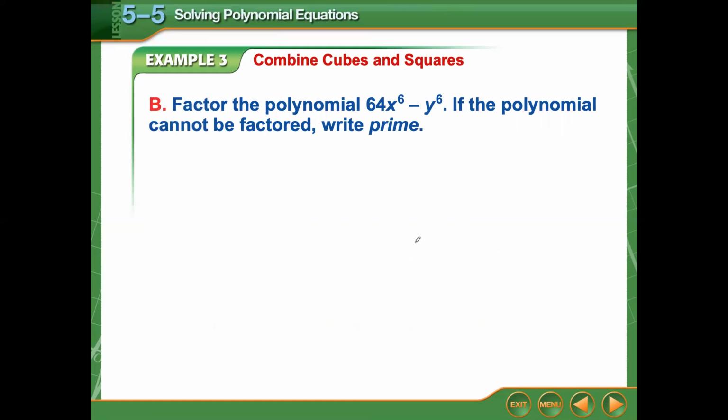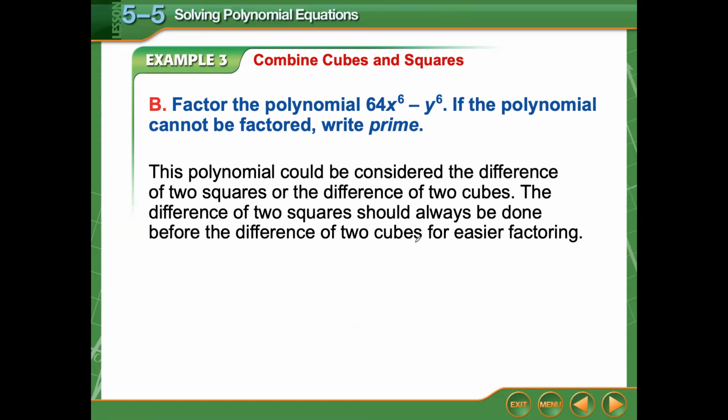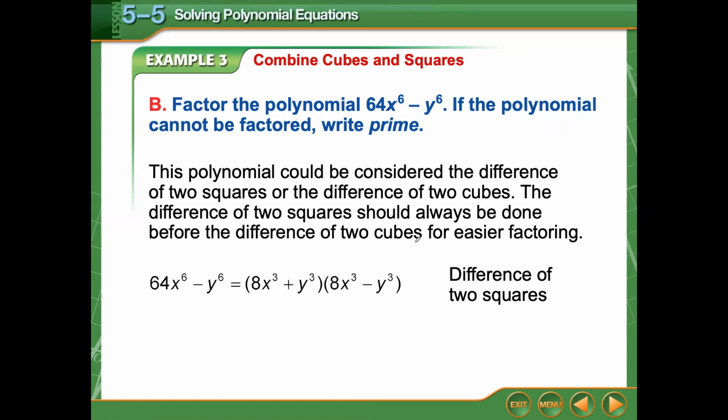All right, taking a look here, we have 64x to the 6 minus y to the 6. We have both a sum of 2 cubes, a difference of 2 cubes, as well as a difference of 2 squares. When you have all of those happening, you always want to take the difference of 2 squares first. It'll just be easier on you. If you do it the other way around, you have to factor a trinomial in the end, which is not fun.